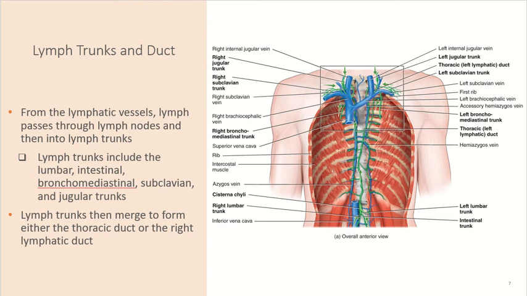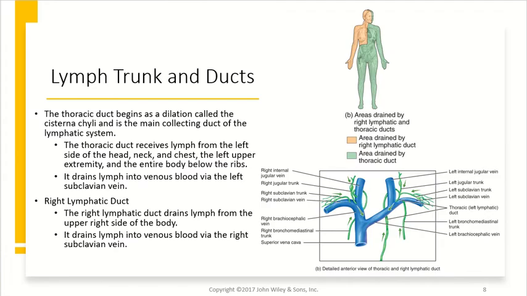That brings us to the lymphatic trunks as well as the associated ducts. From those lymphatic vessels, the lymph passes through lymph nodes and then into the lymph trunks. These lymph trunks include the lumbar, the intestinal, the bronchiomediastinal, as well as the subclavian and jugular trunks. Lymph trunks then merge to form either the thoracic duct or the right lymphatic duct. So those are our two options there.